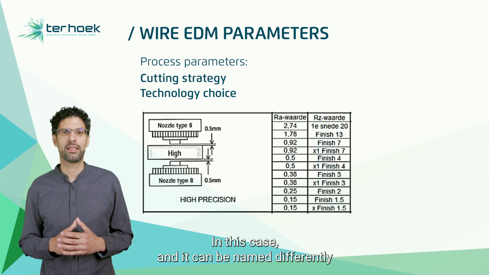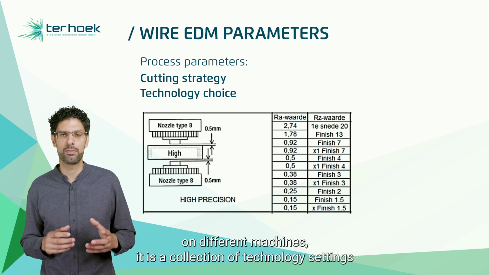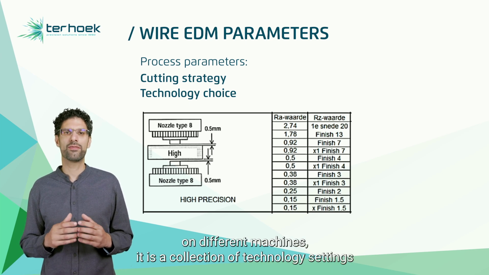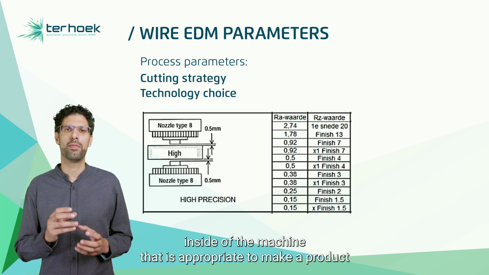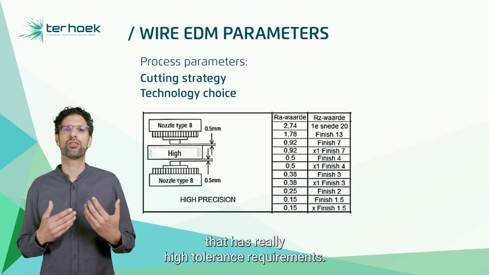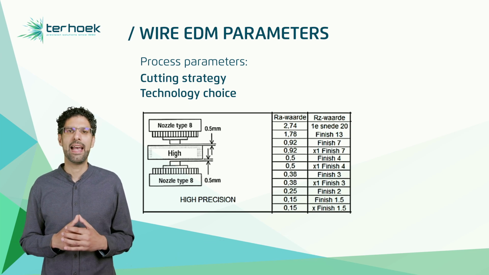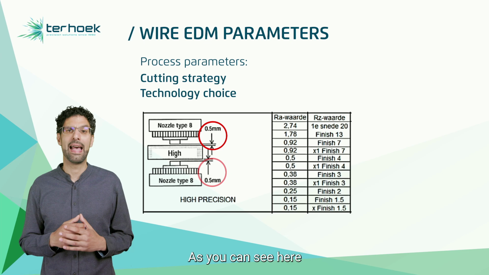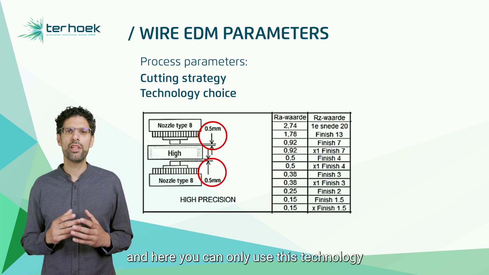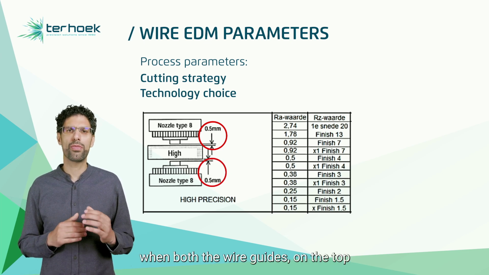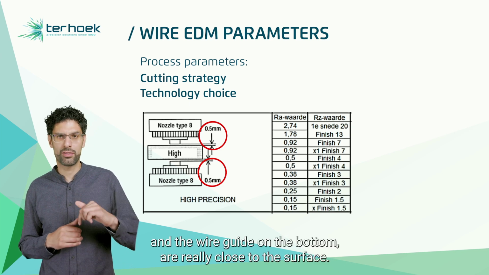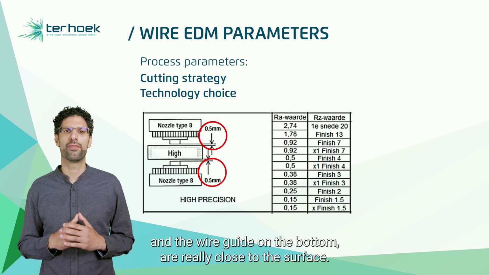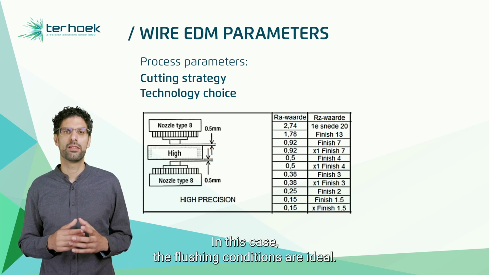In the left part of this table, you see the words high precision. It can be named differently on different machines, but in this case, it's a collection of technology settings inside of the machine that is appropriate to make a product that has really high tolerance requirements. As you can see here and here, you can only use this technology when both the wire guide on the top and the wire guide on the bottom are really close to the surface. In this case, the flushing conditions are ideal.